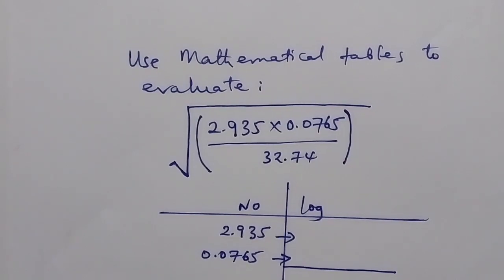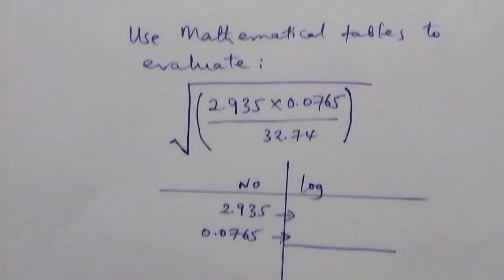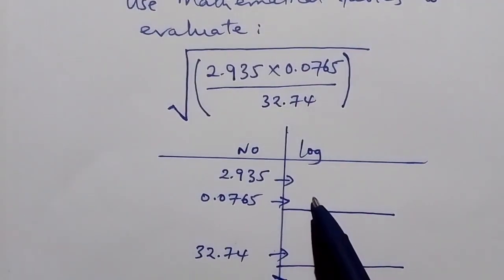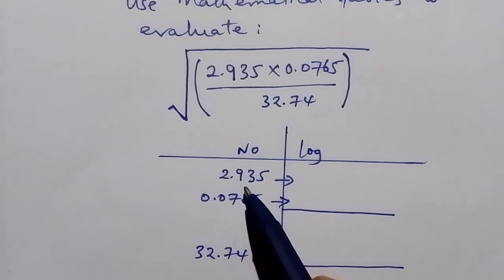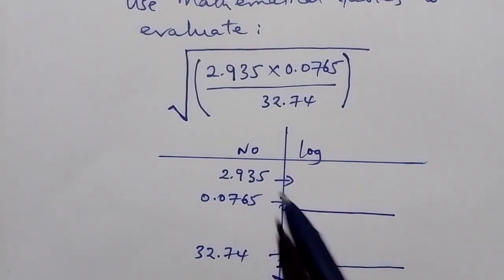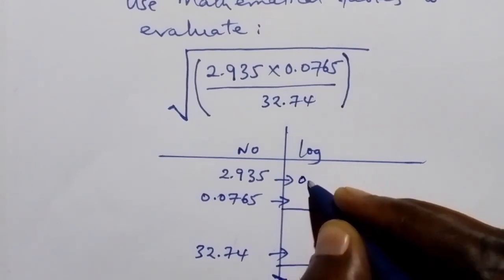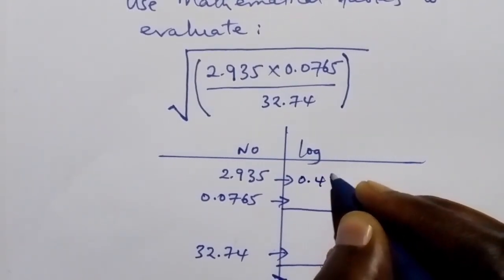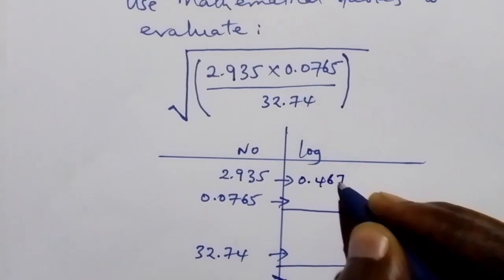Use mathematical tables to evaluate the square root of 2.935 times 0.0765 over 32.74. So from the log table, the log of 2.935 is 0.4676.